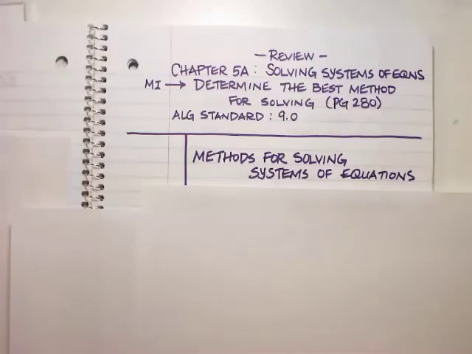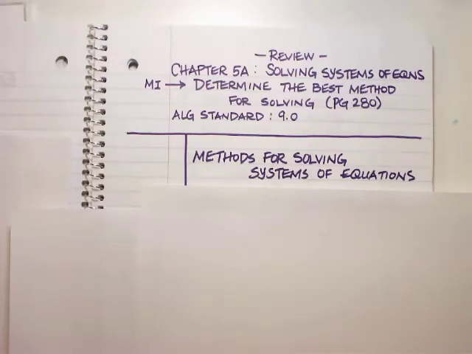This is a review of Chapter 5A, Solving Systems of Equations. Today we will determine the best method for solving your system of equations. This is Standard 9.0, and if you'd like to follow along, it's on page 280 in your textbook. So today we're going to talk about the methods for solving systems of equations.